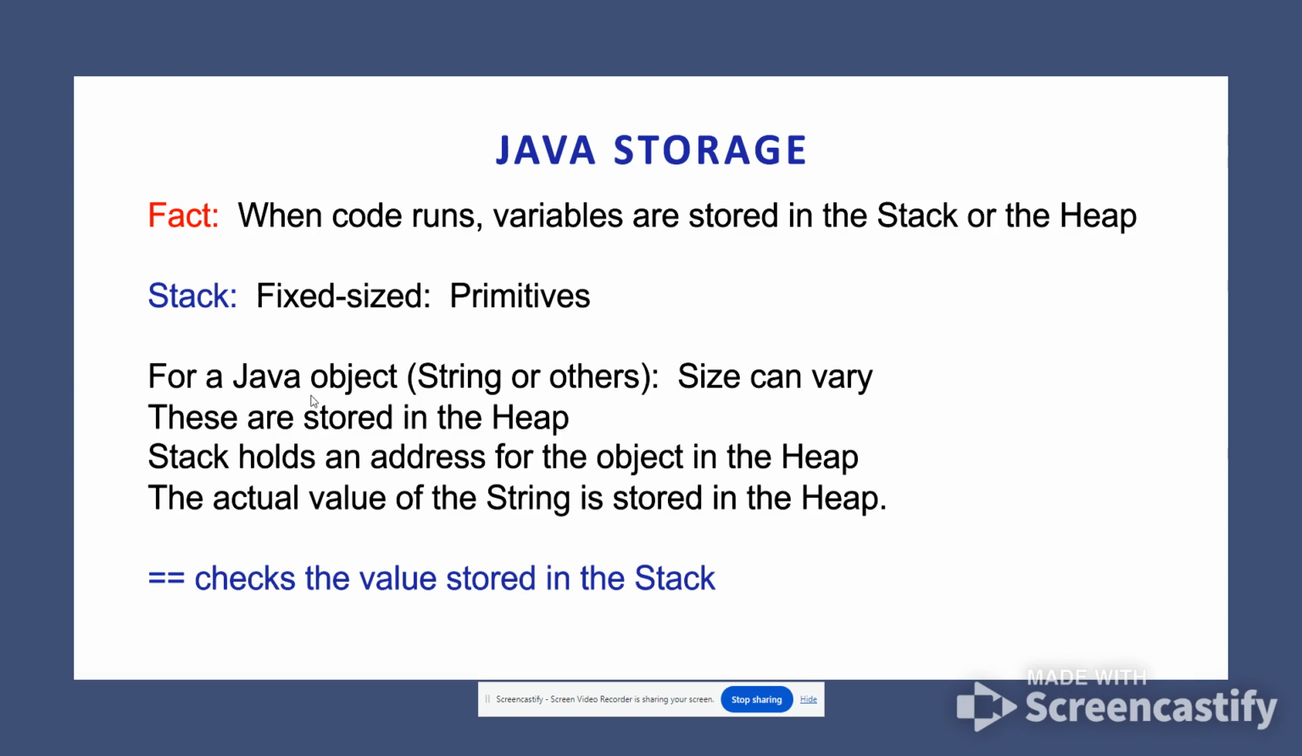So anyway, objects like strings are stored in the heap. And then in the stack, what it's done, it just holds the address to where the object is in the heap, okay? But the actual value of the string is stored in the heap. And so what's going to happen is this equals equals is only going to look at the stack. It never looks at the heap.